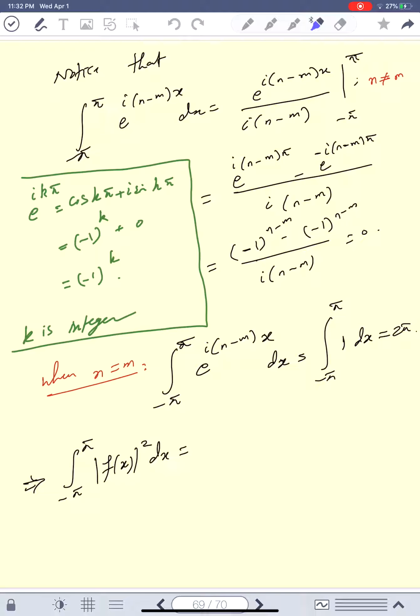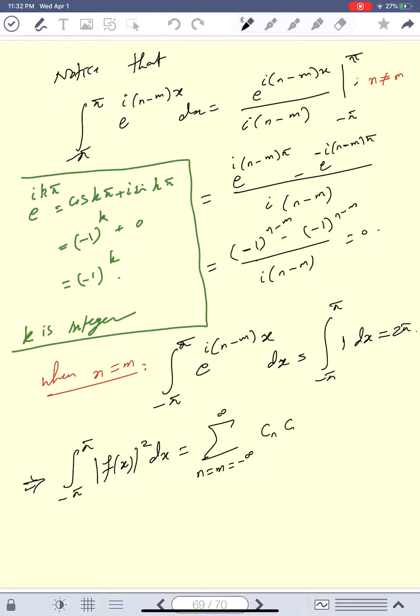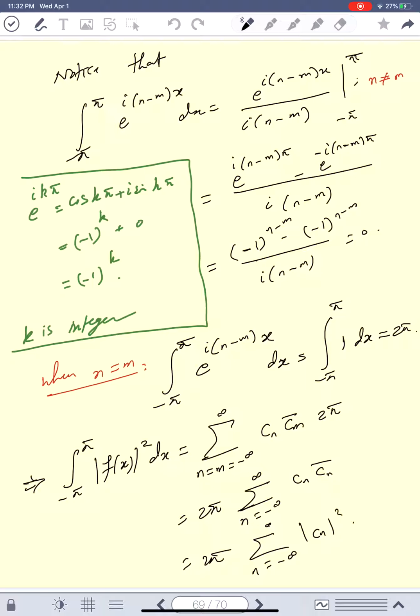When n and m are 1, then your integral is 2 pi. When n and m are 2, then your integral is 2 pi. So basically what happens is, when n and m are equal, from negative infinity to infinity, you're getting cm conjugate times 2 pi. But if n is equal to m, then you don't need to say n and m, you can just say n from negative infinity to infinity, and you'll get cn times cn conjugate. But what is cn times cn conjugate? It is the absolute value of cn squared. So this is it. This is Parseval's identity.